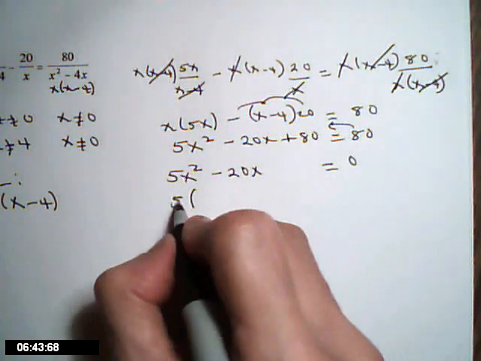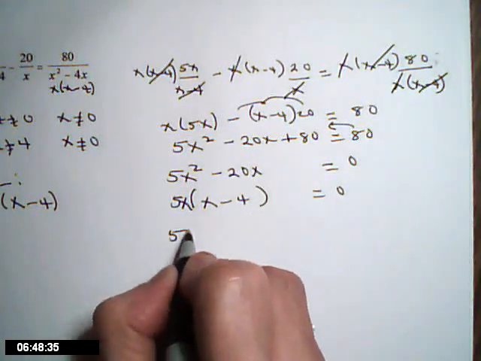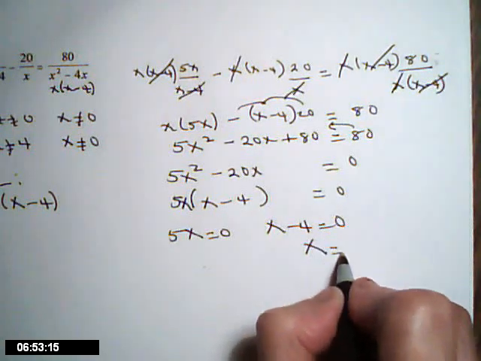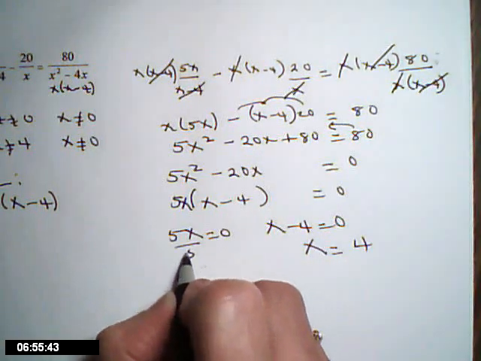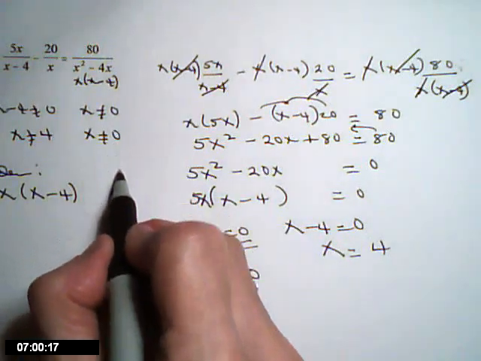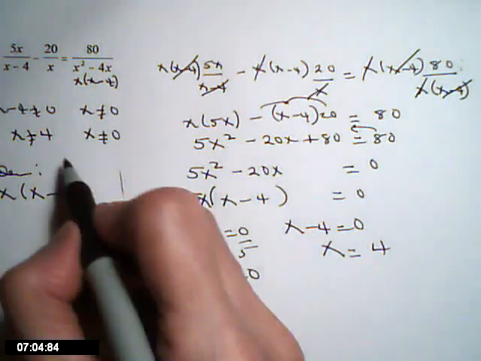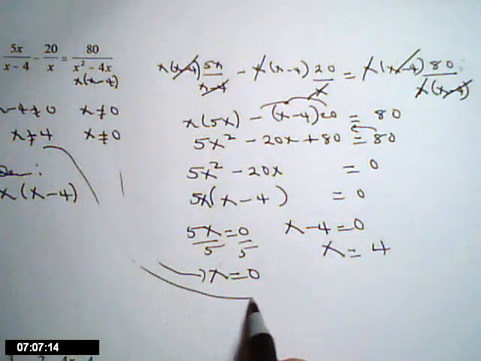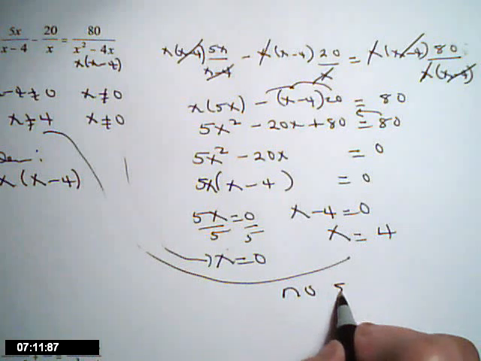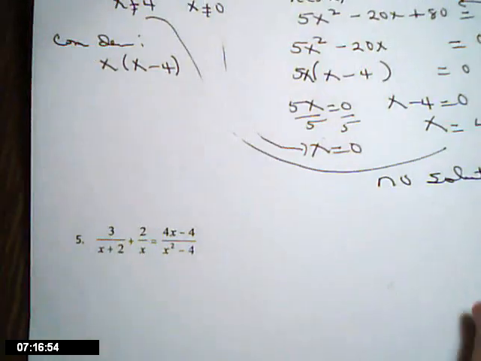Now I have a common factor of 5x, and when I take that out, I have 5x to be set equal 0 and x minus 4 to equal 0. So I have an answer of x equals 4, and I have an answer of x equals 0. Now if you'll notice, this says x cannot be 0, so I can't use that answer. This part of the domain says that x cannot be 4. So even though I have two answers, neither of them will work because of the domain of the problem.